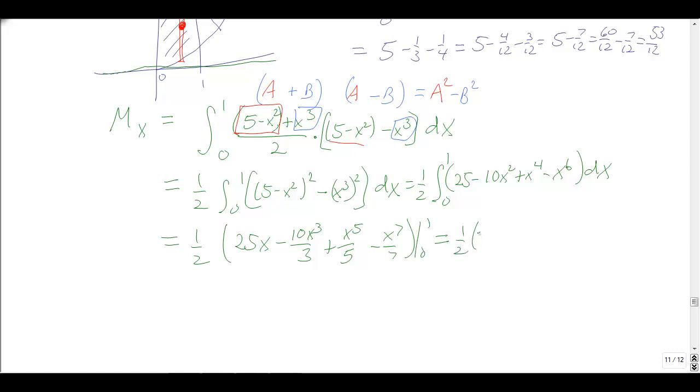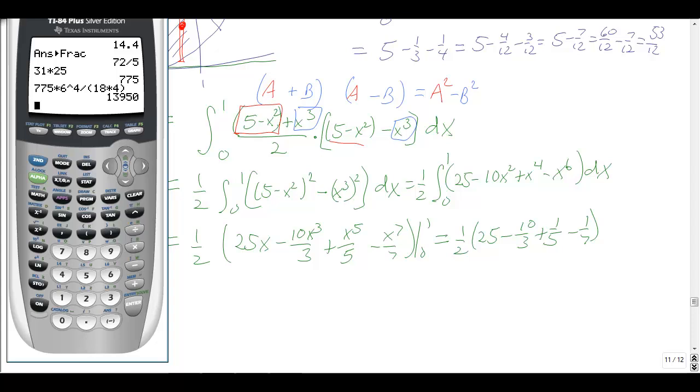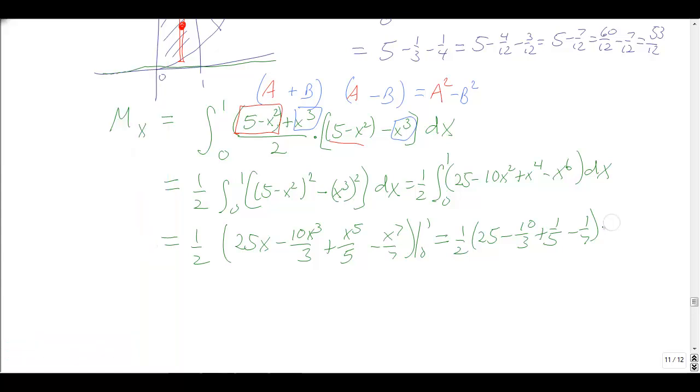So I'm going to get 1/2. This will give me a 25 minus 10/3, just plugging in x equals 1, plus a 5th minus a 7th. And now I'm getting kind of tired of doing the arithmetic, so I'm just going to use my calculator. So this is 1/2 times, so we have 25 minus 10/3 plus 1/5 minus 1/7. So now that gives me something ugly. I'm going to go to a fraction. 2281 over 210. So it's 2281 over 210. So that's mx.